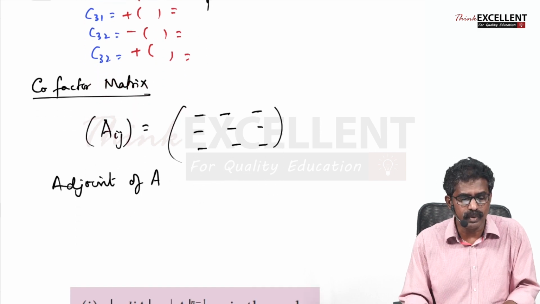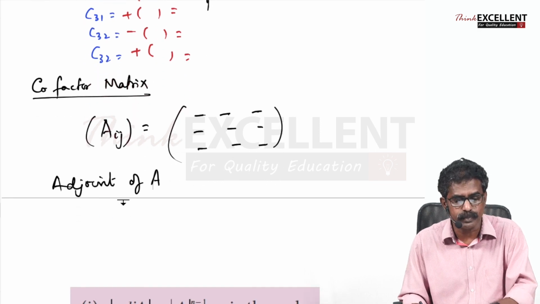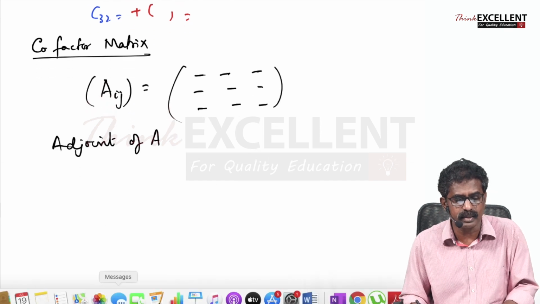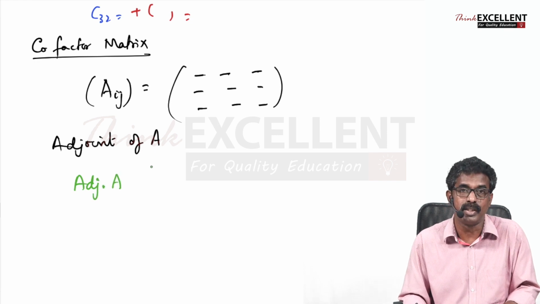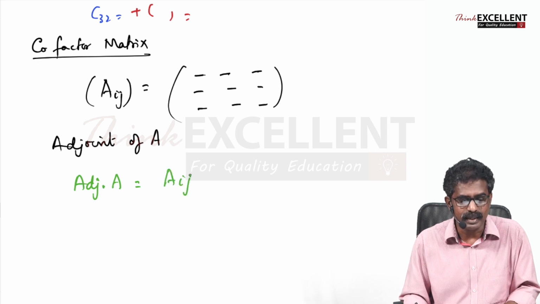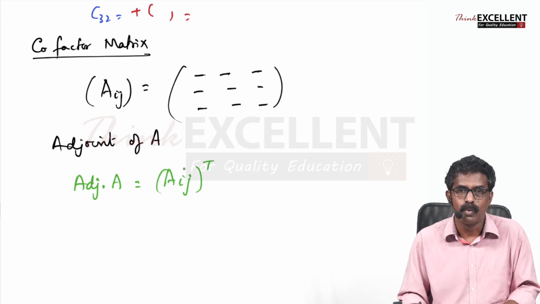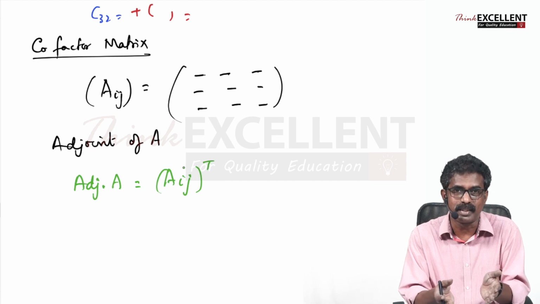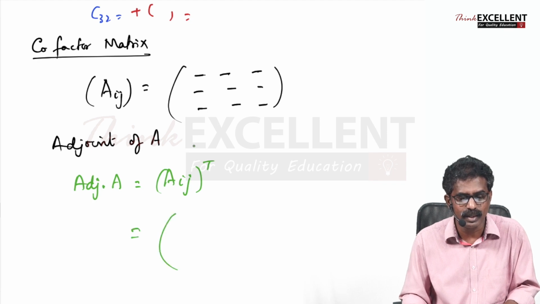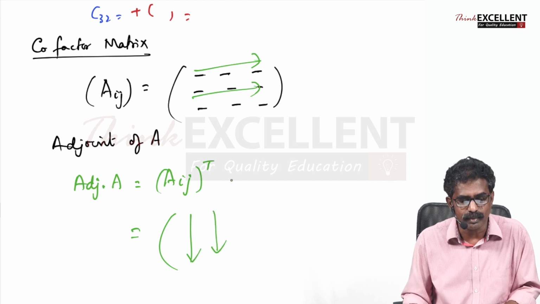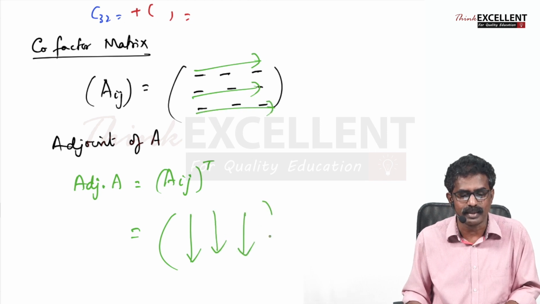Adjoint A, in short, we write ADJ. You read it as adjoint A. Adjoint A means Aij transpose. What is Aij? The cofactor matrix you just got, right? Its transpose, that's all. So how can you find the transpose? First row, you write it as first column. Second row, second column. Third row, third column, that's all.